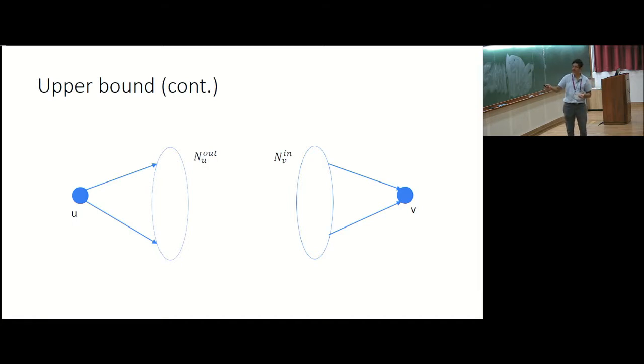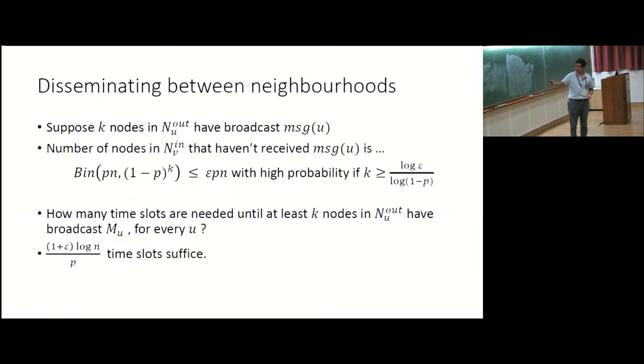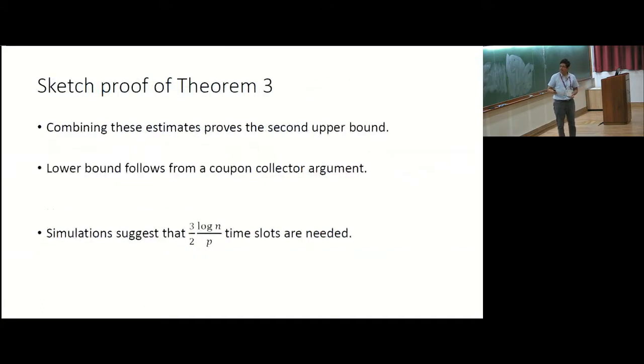I won't go into detail. It's quite late in the evening, so the idea is to try and reach a 1 minus epsilon fraction in the layer of in-neighbors of V. And then it takes this many time slots to reach V. And in order to reach most of the nodes in that set, you need an additional 1 plus epsilon log N over P time slots. The details aren't that important. That's not hard.